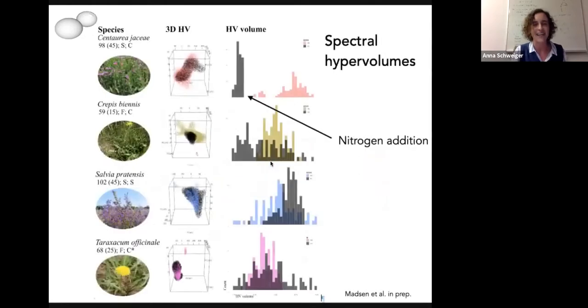And a PhD student, Bjarke Madsen at Aarhus University, looked at changes in spectral hypervolume size of different species in response to nitrogen addition in a biodiversity experiment. And he found that the spectral hypervolumes of species on average declined with nitrogen addition.